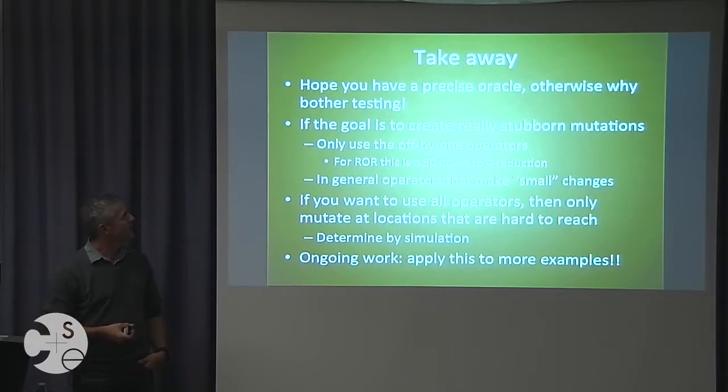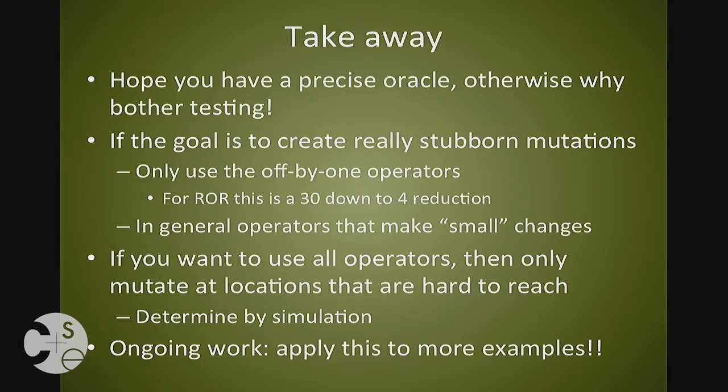Okay, so the takeaway from this is if you do not have a precise oracle, then you shouldn't be in the business of testing anything. That should not be coming as a big surprise. If the goal is to create these stubborn or hard-to-kill mutants, then for example, for the relational ones, use only the off-by-one mutations. And that's great because it brings it down from 30 to 4 possible mutations that you need to apply. And in general, the rule is to take mutations that make small changes.